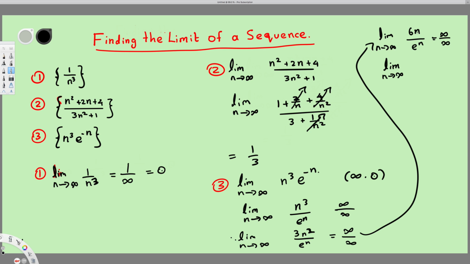If you take the derivative, you will get 6, and the derivative of the denominator is the same, e to the power n. Now 6 divided by infinity is equal to 0. So now we have solved this one. This converges to 0, and that's the final answer. That's how we do this kind of problem.